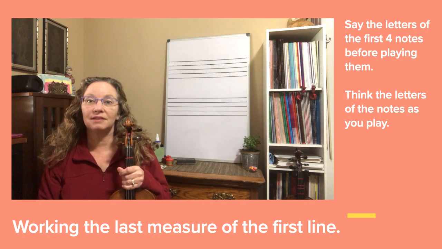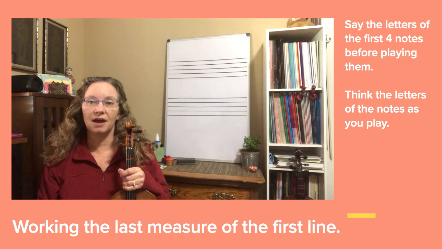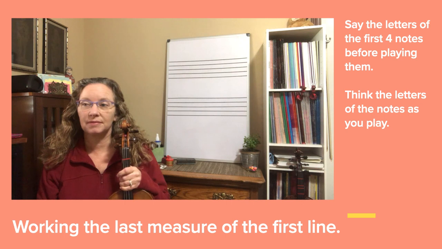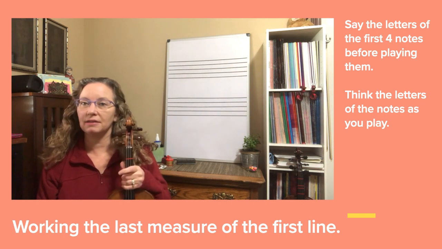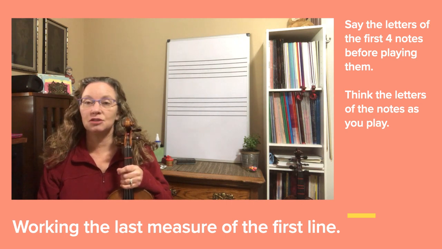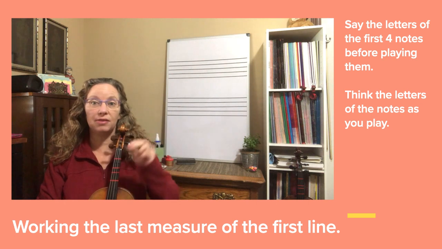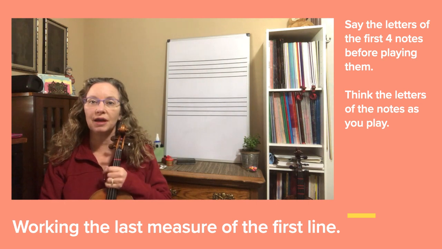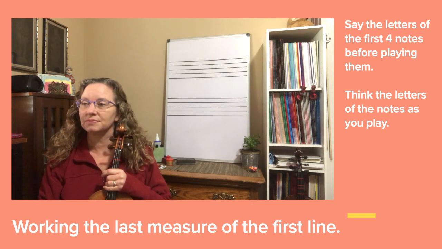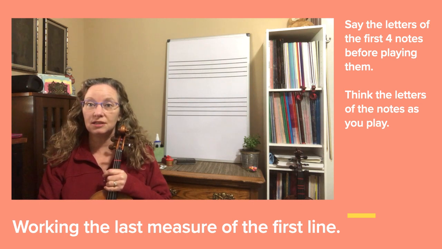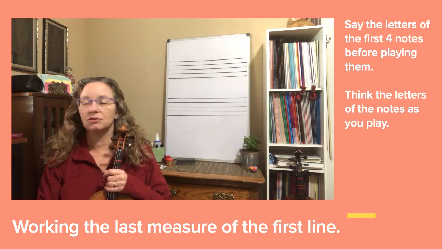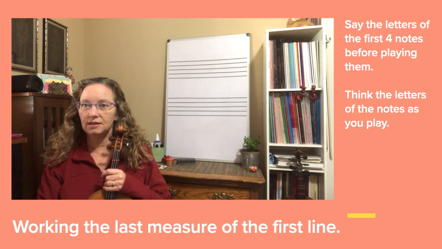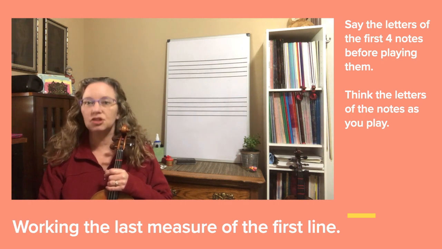I want you to look at the last measure of the first line in Kingsbridge March. And I want you to think of what the letters are, because the triplet notes move now and those change pretty fast. So if you don't have the letters in your head, it might be hard to keep up with your fingers. So the first note is a G, and then the triplet is C, D, E. So those change quickly. G, C, D, E, D, F sharp, G.